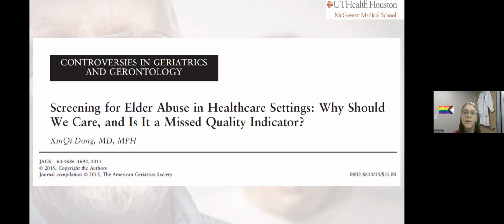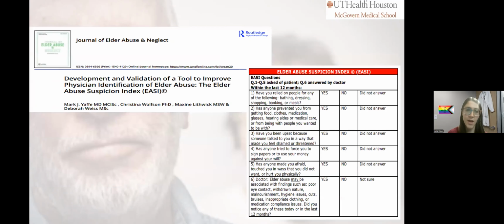And it's really low hanging fruit, but it's a huge quality indicator because we can meaningfully intervene and prevent harm, even if we can't prevent the mistreatment itself, but it can prevent the other consequences we talked about. So even though this is now like a 10-year-old article from the Journal of American Geriatrics, I always have to bring it up. And then talking just about screening, there's a lot of tools.